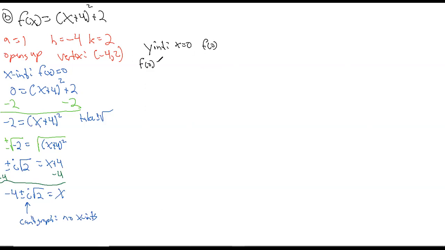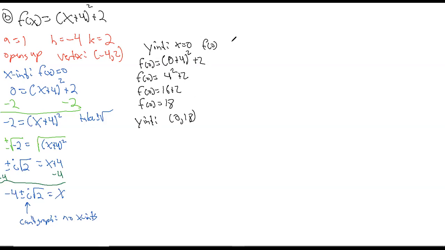So f of 0 is parentheses 0 plus 4 squared. That is a 0. Then plus 2. 0 plus 4 is 4, so that's 4 squared plus 2, which is 16, plus 2, which is 18. So therefore, our y-intercept is 0, 18. Again, 0, 18. Let me be a little cleaner with that 0.